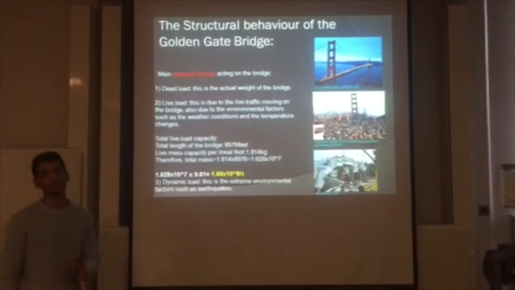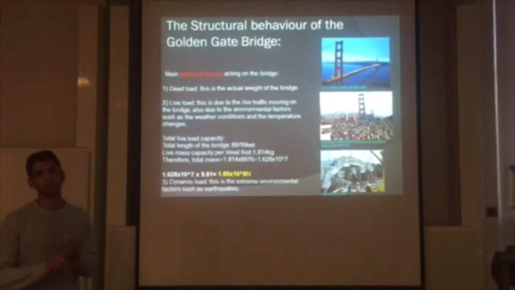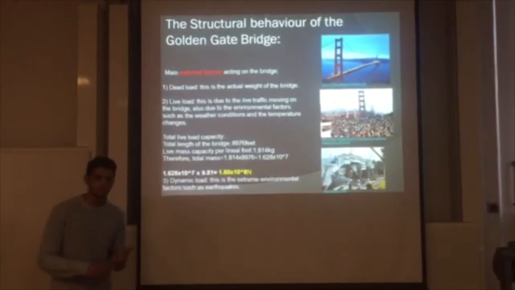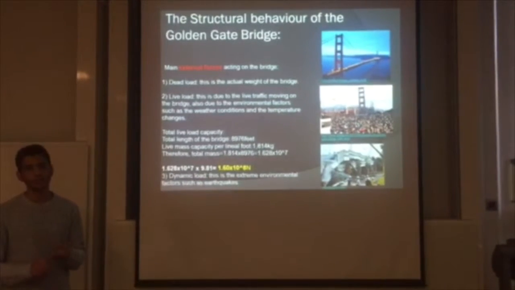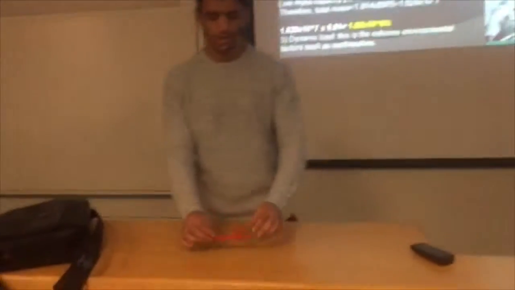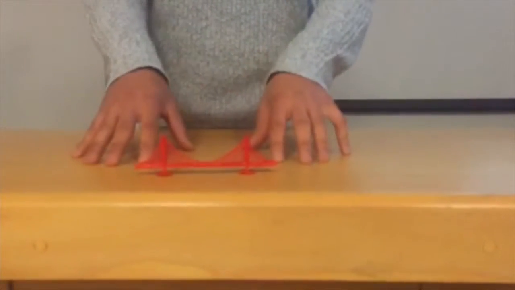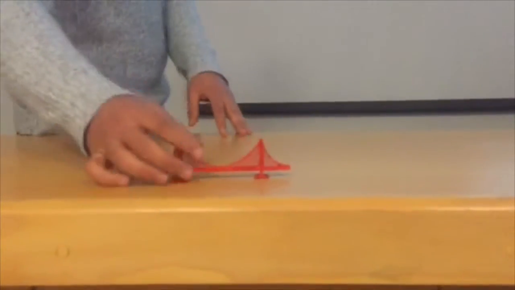I'll be speaking about the main external forces on the bridge. We've got three types of loads: the dead load, the live load, and the dynamic load. Basically the dead load, as we can see here, is the bridge without anything on it, so just the basic elements of the bridge and the self-weight of the bridge.